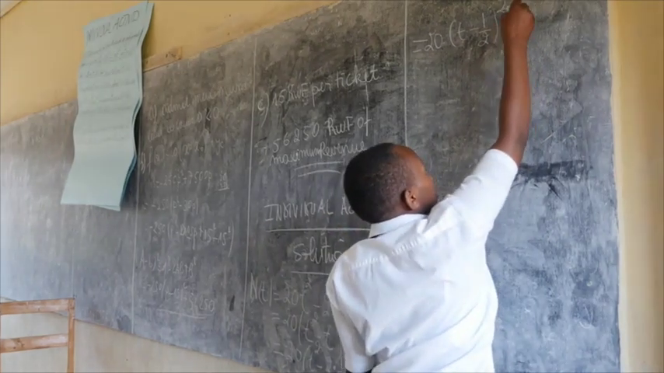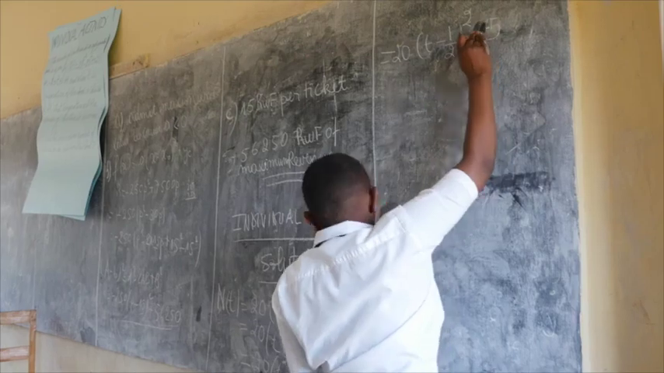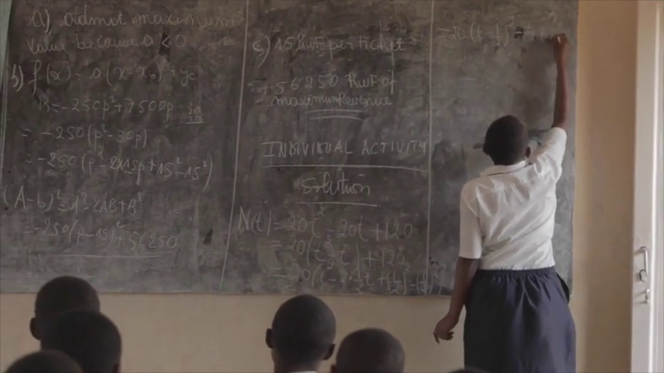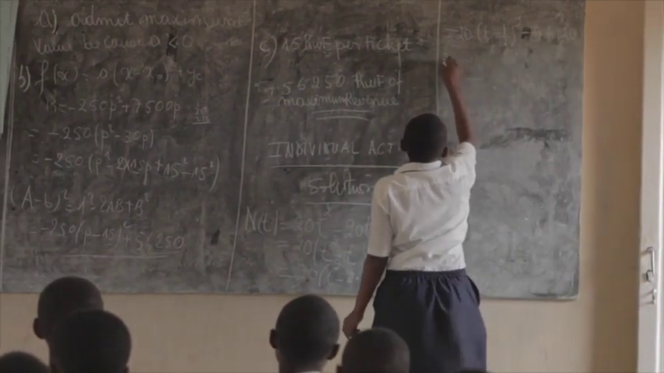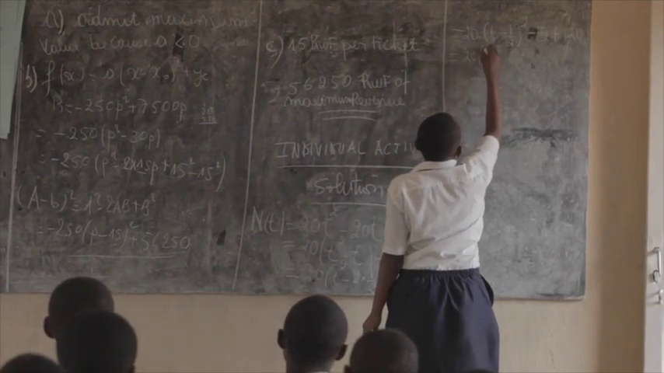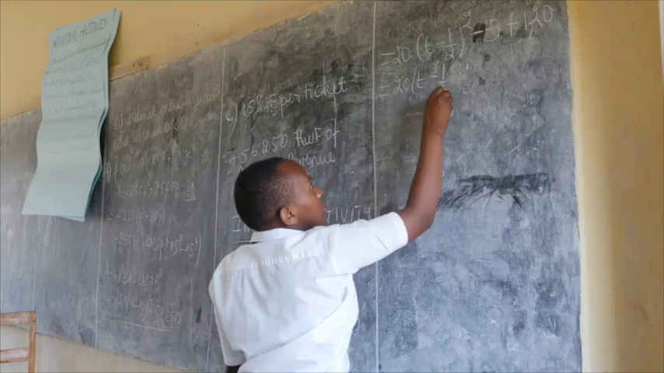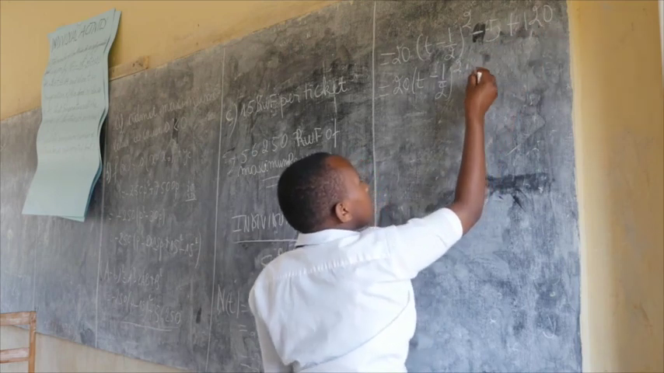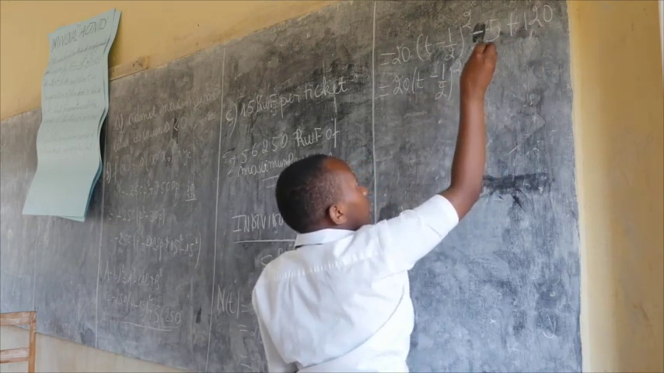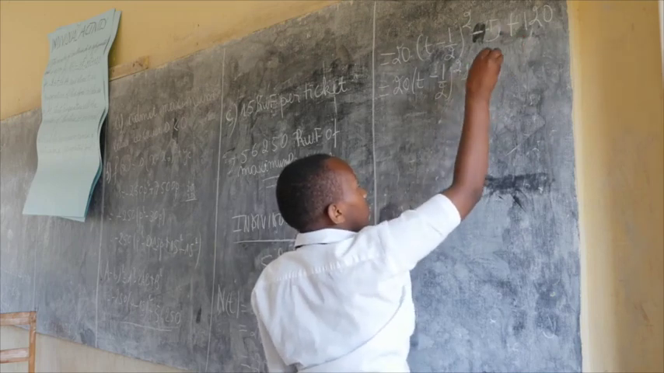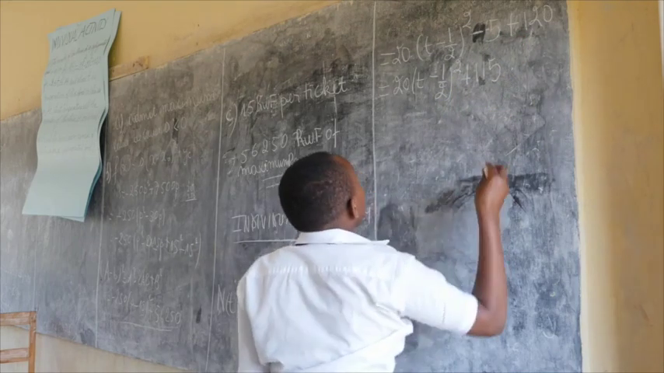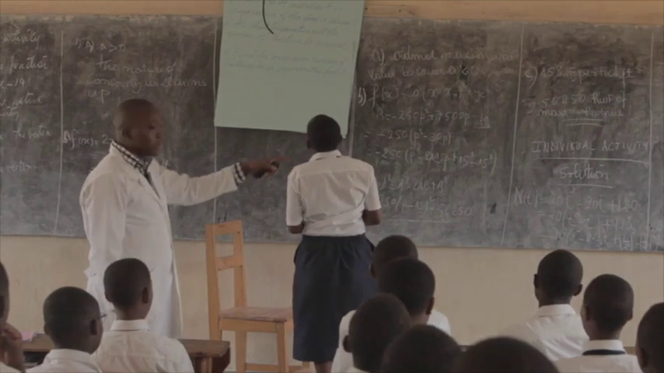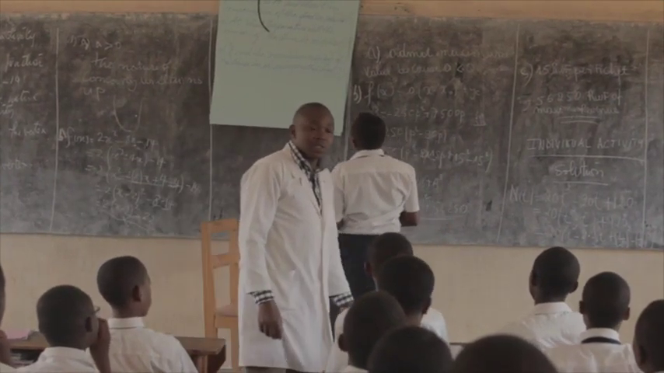Yes? Plus 120 minus 5, so it is equal to 20(T - 1/2)² - 5 + 120, which is equal to 20(T - 1/2)² + 115. What is that? That is the vertex form.